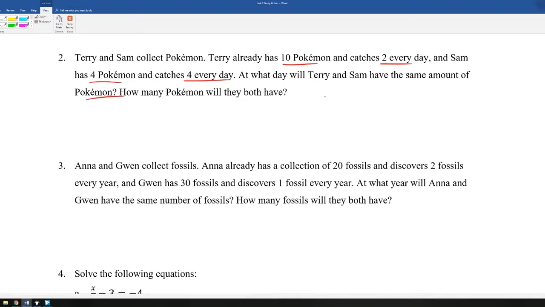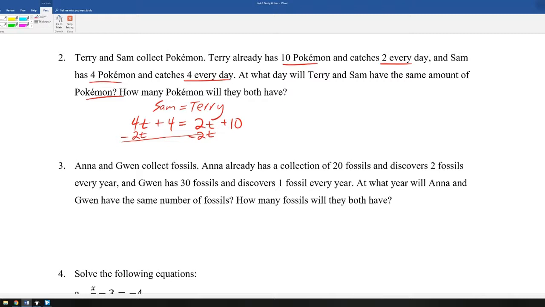Well, we have to set them equal to each other. So let's go ahead and try that. We've got Sam, and we're comparing him with Terry. Sam catches 4 Pokemon per day, plus the 4 that he already has. Terry, on the other hand, catches 2 Pokemon per day, and he already has 10. So basically they're asking, when are they going to have the same amount? Let's solve for our variable, t, because we care about how many days it takes. What's the difference between their rates of Pokemon they catch? So let's use a subtraction property.